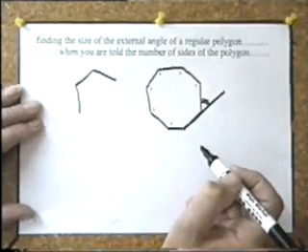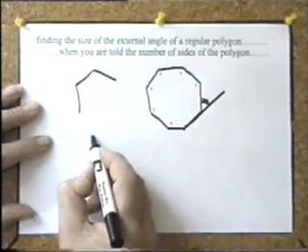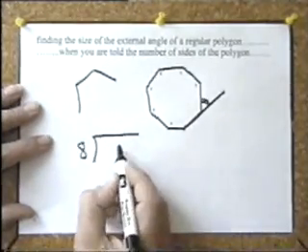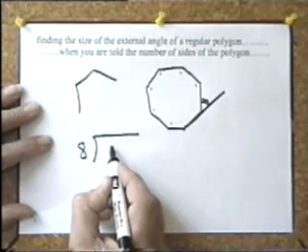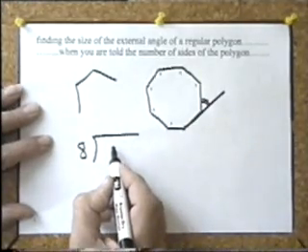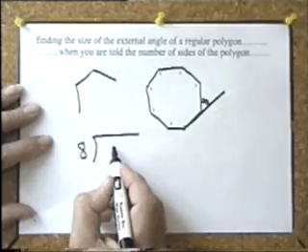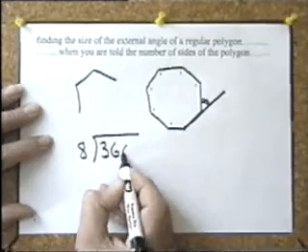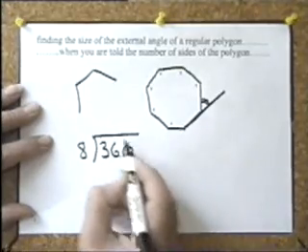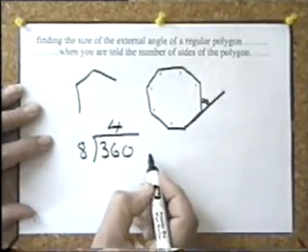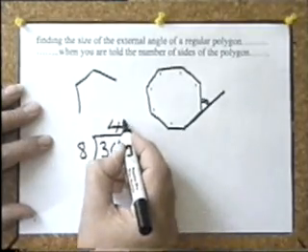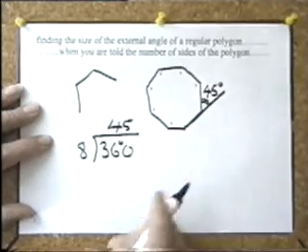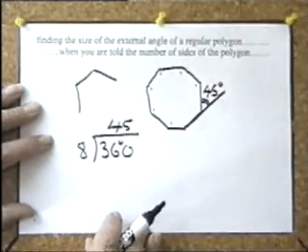So if you're told the number of sides of the shape, in this case 8, and you know the exterior angles of any polygon always add up to 360 degrees, if you do this little calculation, 360 divided by 8, you can actually work out the exterior angle. Very useful little piece of information.